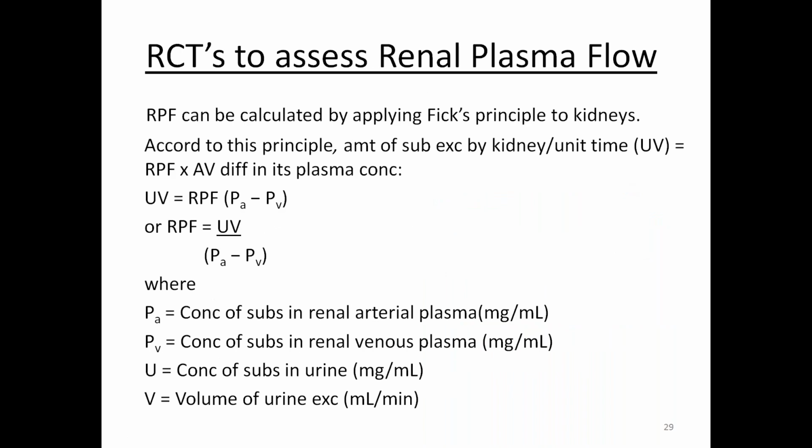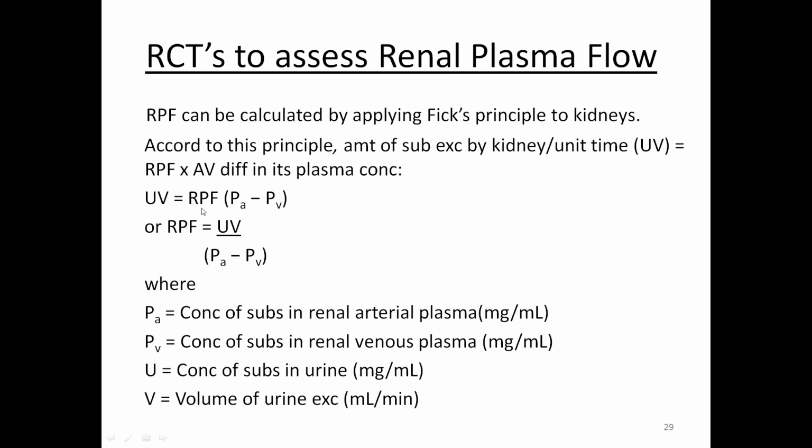RCTs are also used to assess renal plasma flow. So the renal plasma flow can be calculated by applying Fick's principle to the kidney. According to this, the amount of substance excreted by the kidney per unit time is UV, which is equal to RPF into the AV difference in its plasma concentration.